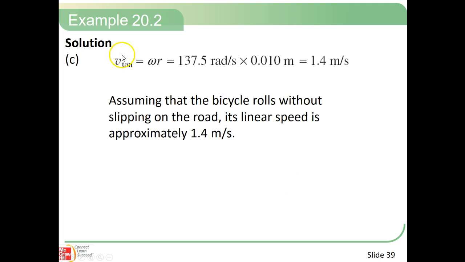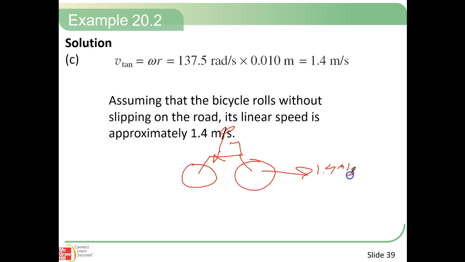For letter C, here we've got the velocity, and remember it's just omega r, so we're just going to multiply that omega, which is that angular velocity, times 0.01 meters, and you get 1.4 meters per second, and that's assuming that the bicycle rolls without slipping on the road. And its linear speed is about 1.4 meters per second. So that means that here's our bicycle, handlebars here, and we've got our person sitting on it. It is moving in this direction at 1.4 meters per second, and the tire is rotating at 137.5 radians per second. Okay, and that is example 22.